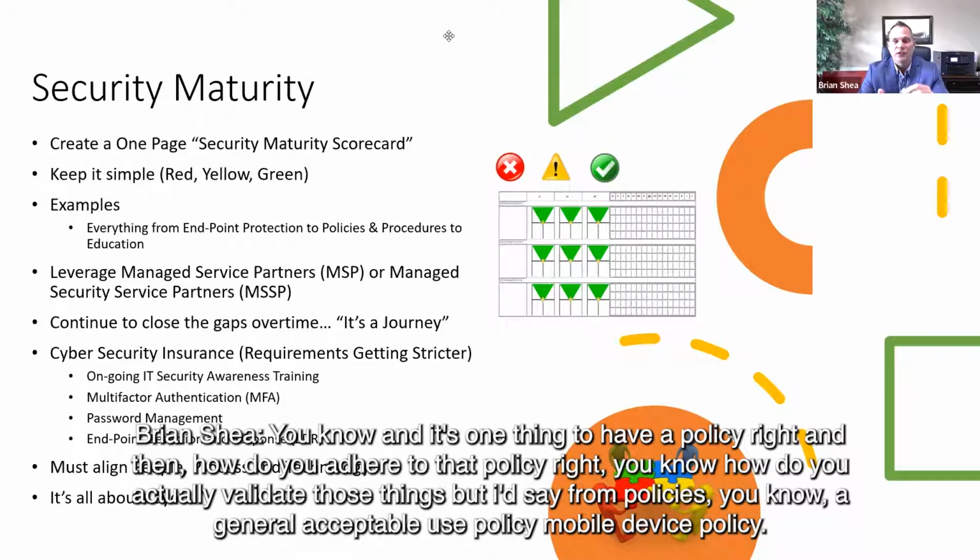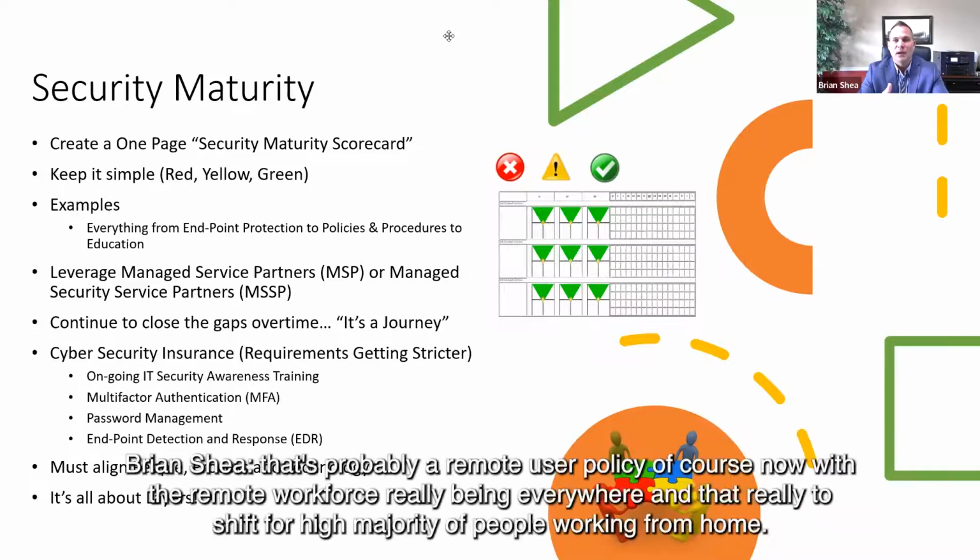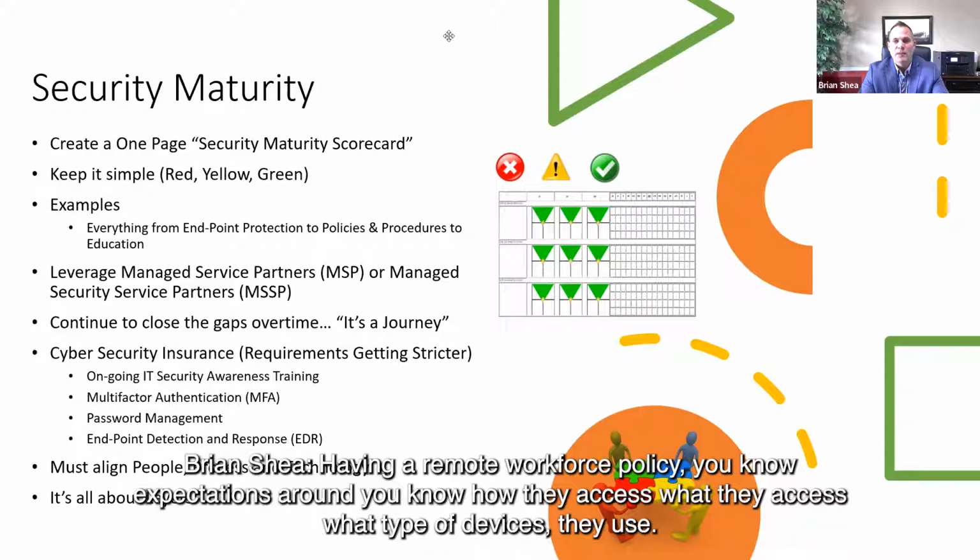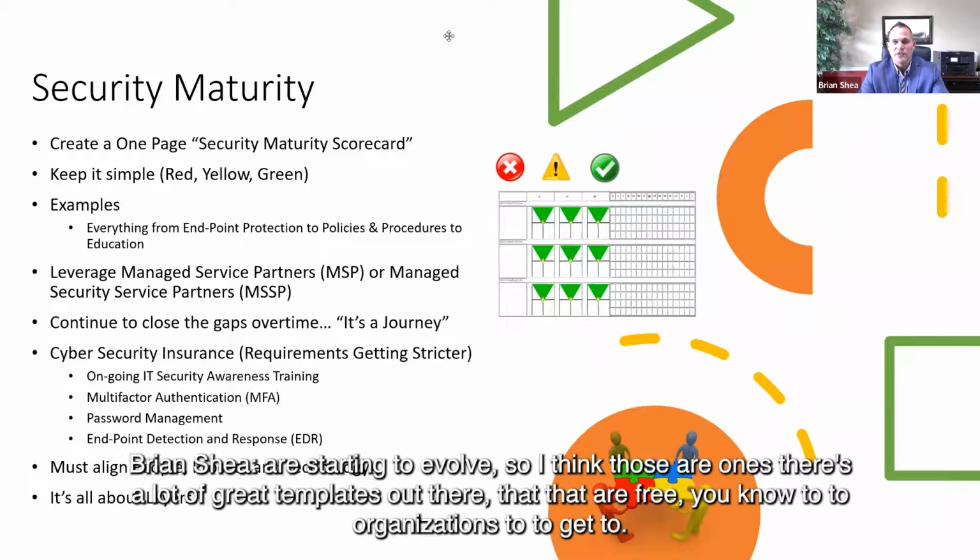But I would say from policies, a general acceptable use policy, mobile device policy, that's probably a remote user policy, of course, now with the remote workforce really being everywhere and the shift for a high majority of people working from home, having a remote workforce policy, expectations around how they access, what type of devices they use, are starting to evolve. So I think those are ones. There's a lot of great templates out there that are free to organizations.